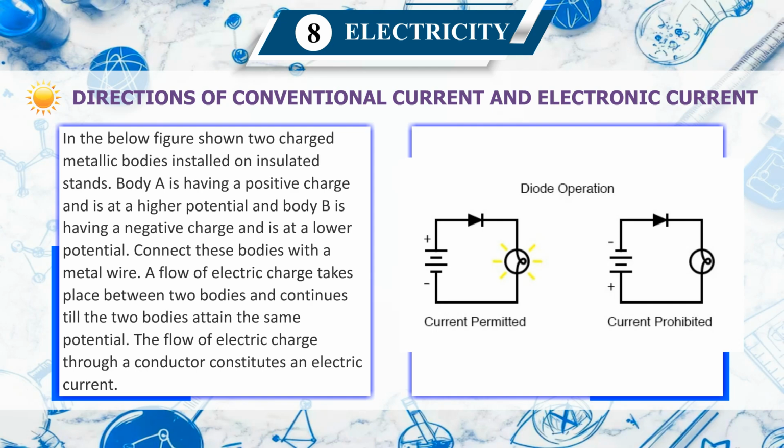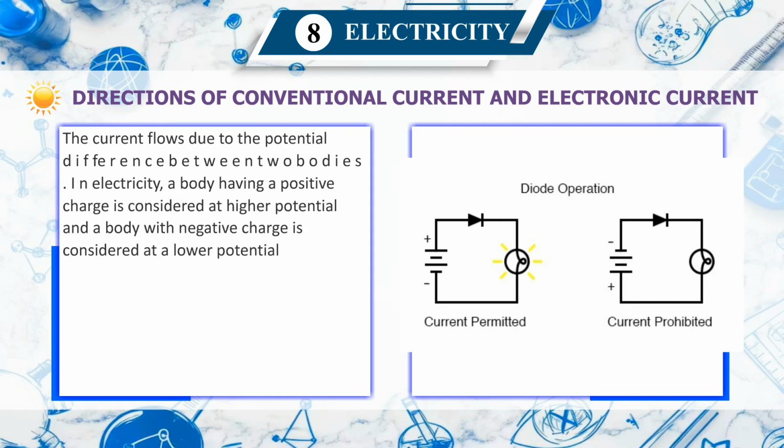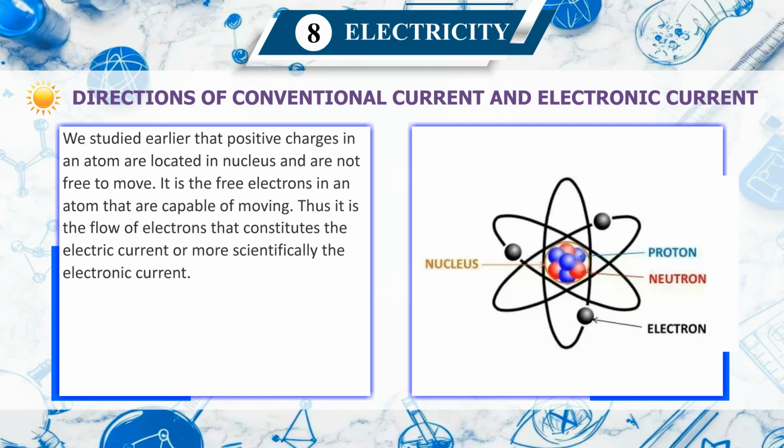The flow of electric charge through a conductor constitutes an electric current. This current flows due to the potential difference between the two bodies. In electricity, a body having a positive charge is considered at higher potential and a body with negative charge is considered at a lower potential. We studied earlier that positive charges in an atom are located in the nucleus and are not free to move. It is the free electrons in an atom that are capable of moving. Thus, it is the flow of electrons that constitutes the electric current, or more scientifically, electronic current.